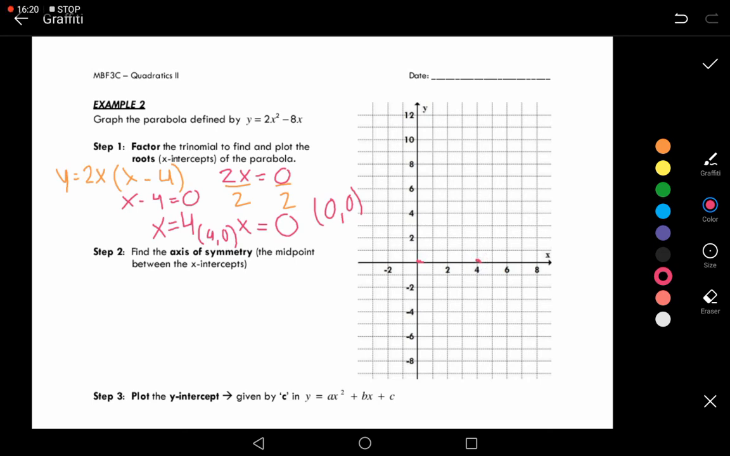Okay, my next step is to find the axis of symmetry, which again is that x-vert formula, where you just add those factors together and divide by 2. Okay, so we have just 4 divided by 2, which is 2. Okay, that means my axis of symmetry is located at x equals 2.